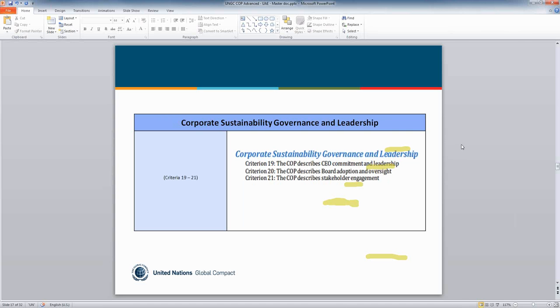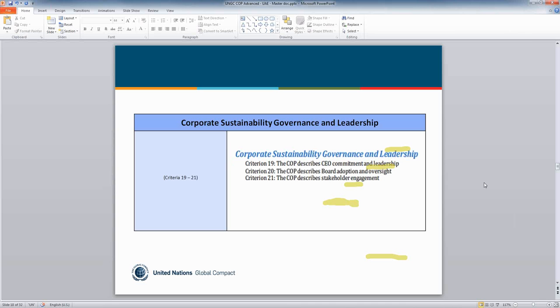The last pillar of our advanced criteria is the governance aspect. Criteria 19 through 21 touch on this. It includes the responsibility of the CEO of the company, the responsibility of the board of directors in adopting and overseeing sustainability activity, and lastly, it also touches on how stakeholders should be involved in the whole process.